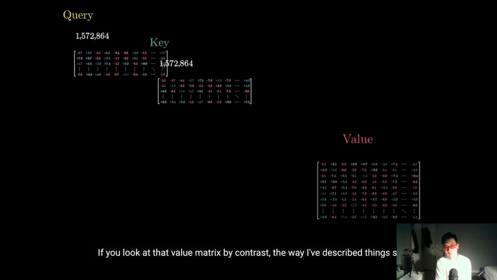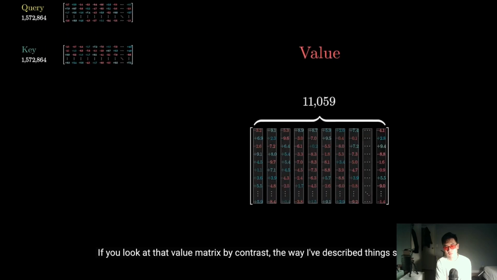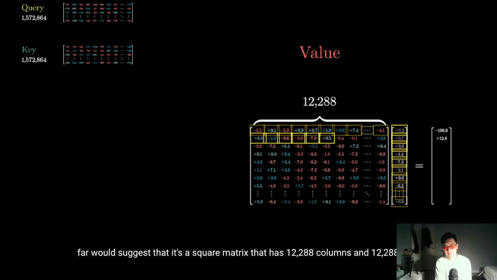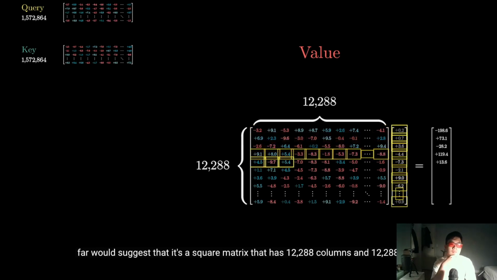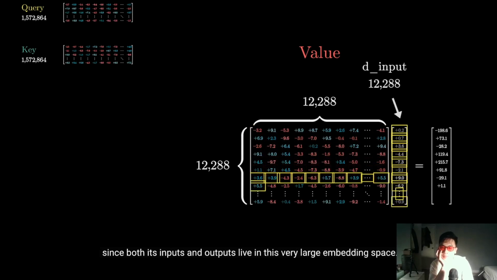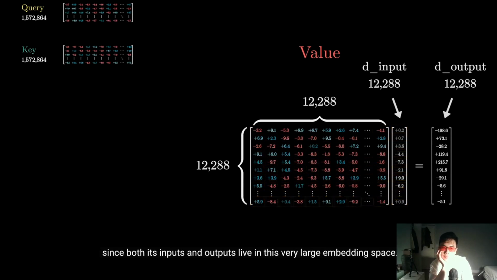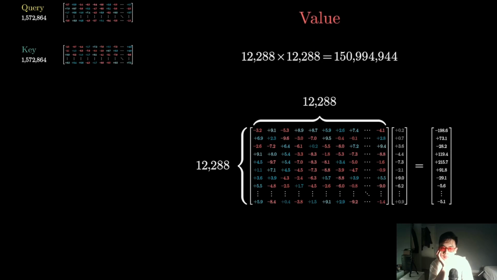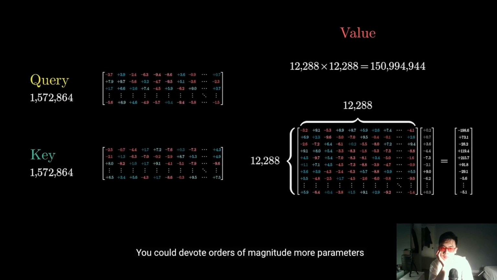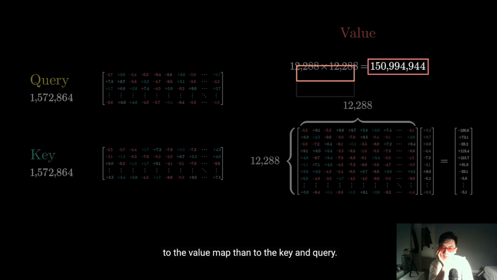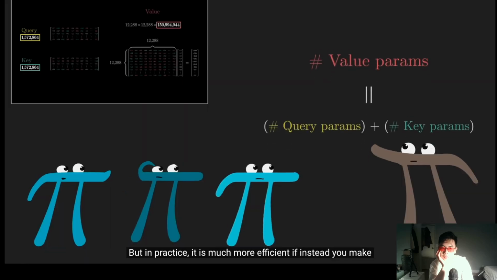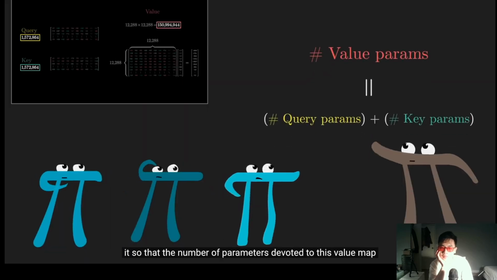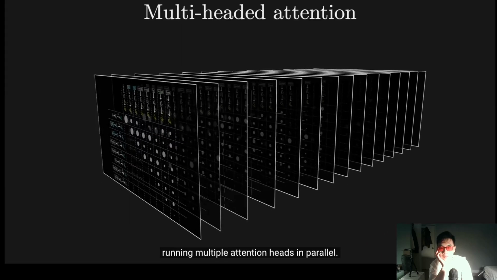If you look at that value matrix by contrast, the way I've described things so far would suggest that it's a square matrix that has 12,288 columns and 12,288 rows, since both its inputs and its outputs live in this very large embedding space. If true, that would mean about 150 million added parameters. And to be clear, you could do that. You could devote orders of magnitude more parameters to the value map than to the key and query. But in practice, it is much more efficient if instead you make it so that the number of parameters devoted to this value map is the same as the number devoted to the key and query. This is especially relevant in the setting of running multiple attention heads in parallel.